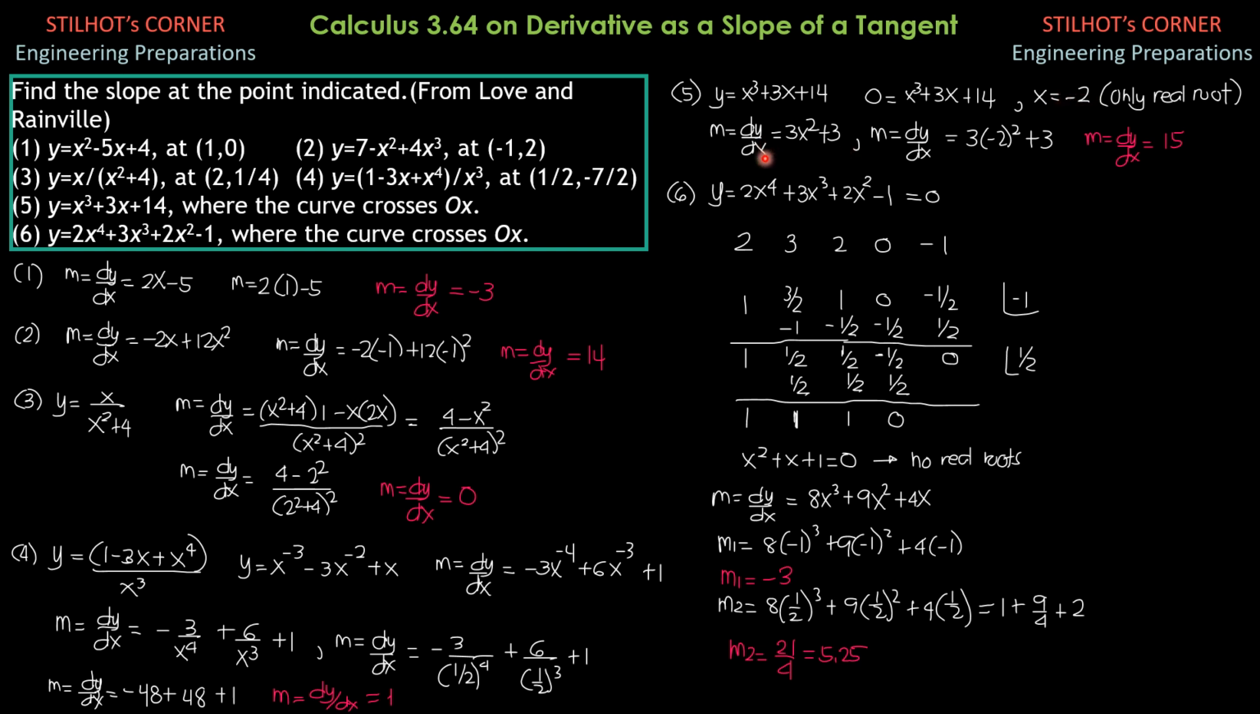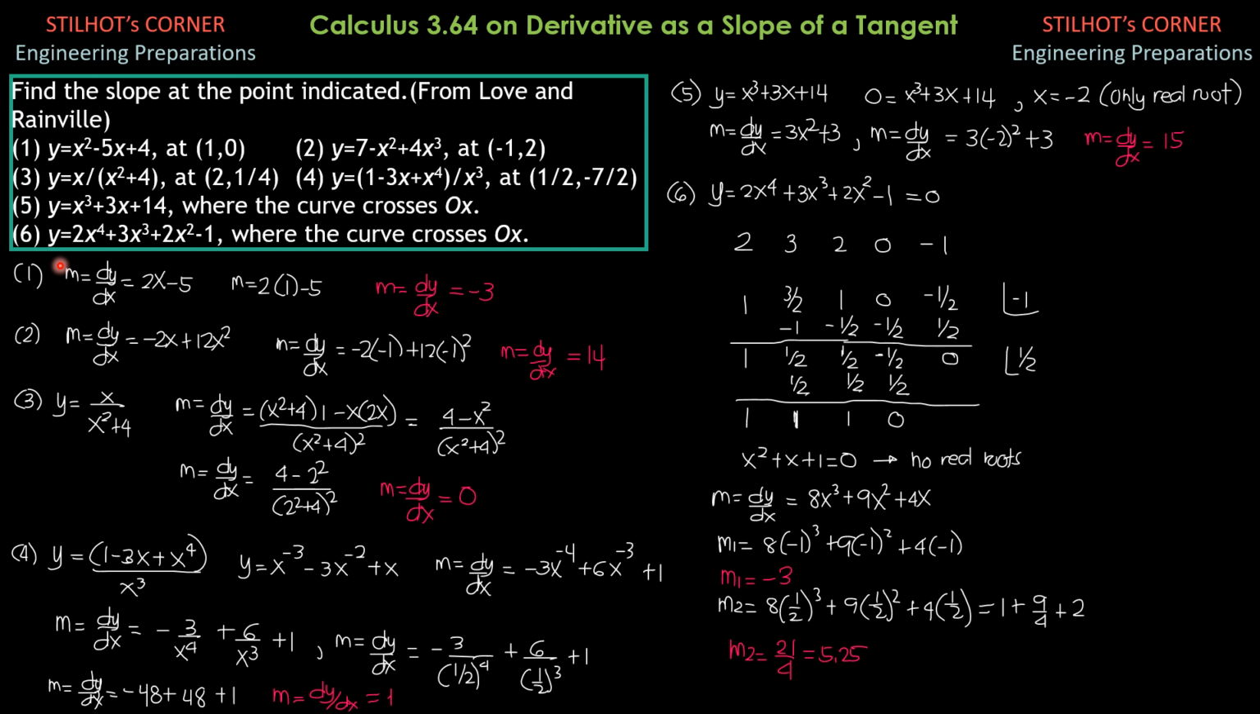So the slope dy/dx is 3x squared plus 3, and x is negative 2, so 3 times negative 2 squared, which is 12, plus 3 is 15. So the slope at the point on the curve where it crosses the x-axis is 15, or the slope of the tangent where y is 0 is 15, and x is negative 2 at that point.